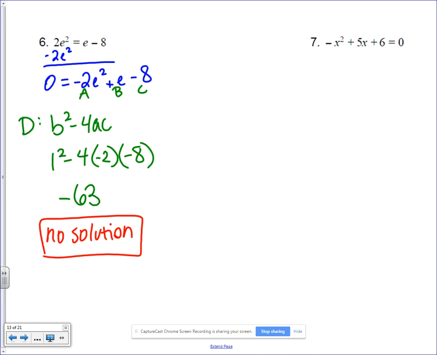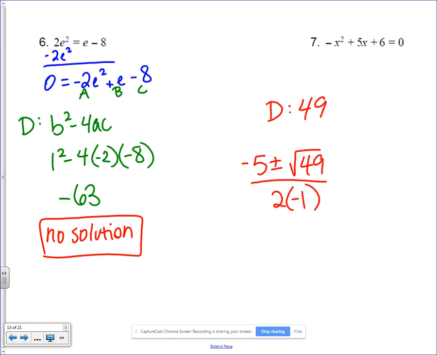All right, folks, so your discriminant should have been 49. Then when you plugged it in, you should have negative 5 plus or minus the square root of 49 all over 2 times negative 1. That negative 1 right here was the biggest mistake that I saw from you guys. A lot of you wanted to put the b back down there. Remember, it's 2 times a.